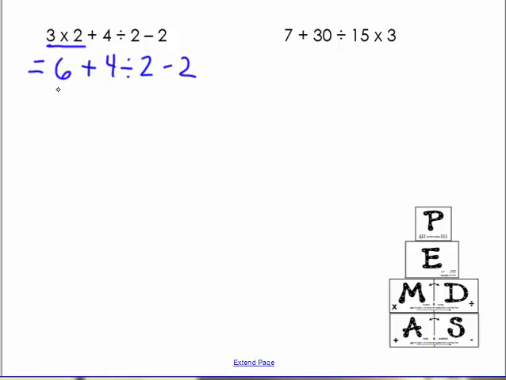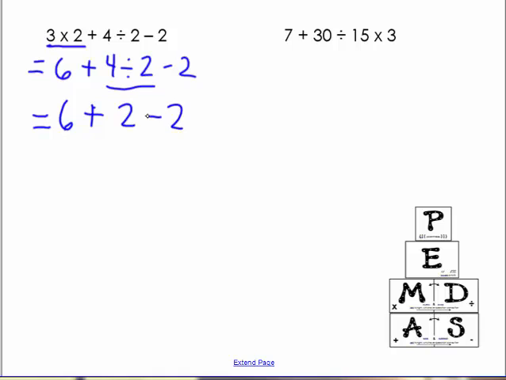Now I need to see, are there any more multiplication and division? Yes, there is right here. So that's where I'm going to draw my bridge. These two are going to be divided, these two numbers. So I'm going to put my equal sign underneath, keep it lined up. Whatever's not on the bridge falls down, and I perform what's on the bridge. 4 divided by 2 is 2. These fall down because they're not on the bridge.